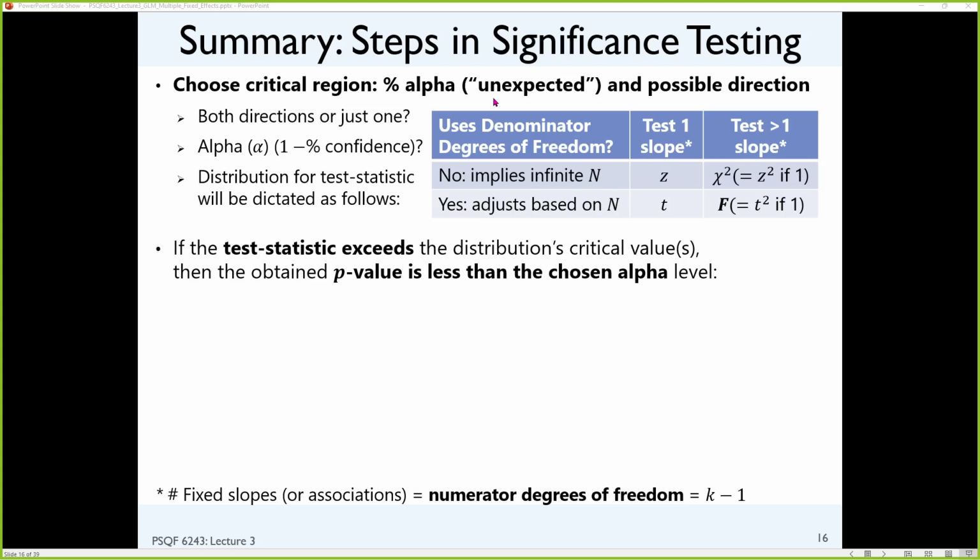If you want to make sure you don't miss anything, anti-conservative, as they sometimes say, or lenient, then you would make alpha higher. Well, I don't want to miss anything, so I'm going to say 10% is where unexpected starts. That's alpha of 0.1 instead.